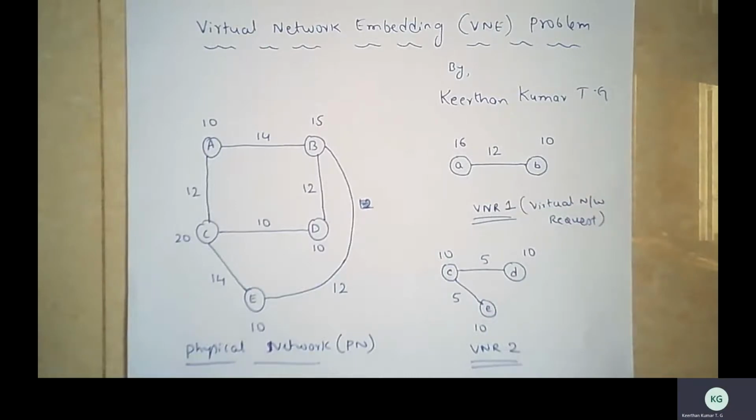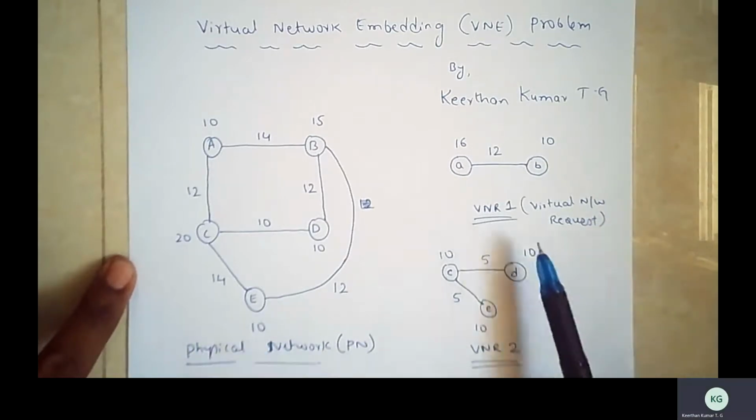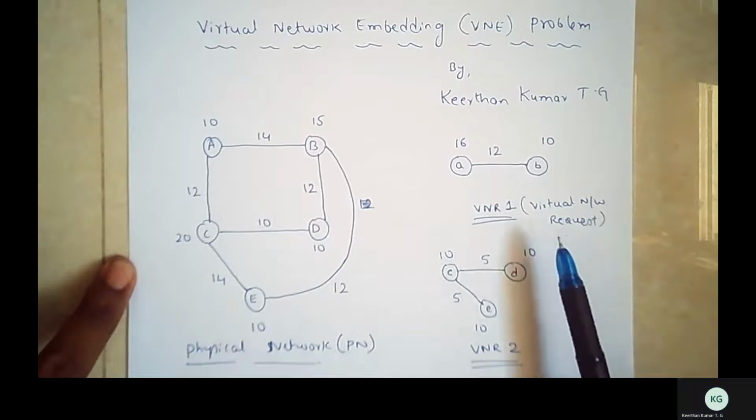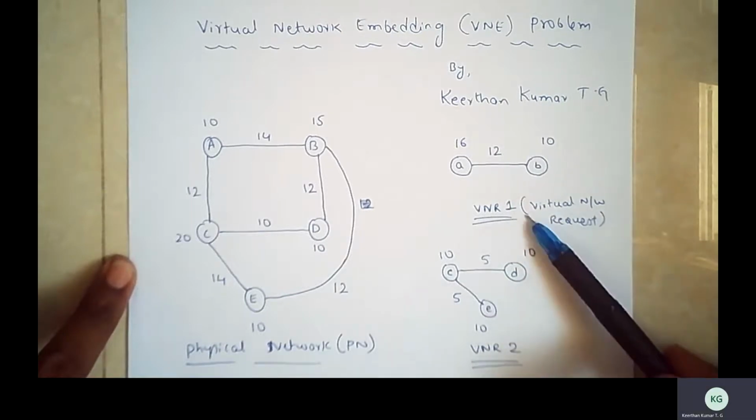Today, I'm going to talk about the virtual network embedding problem. So, what is the virtual network embedding problem? What is the input for this particular problem? For example, while solving the virtual network embedding problem, mainly we are going to consider two inputs. One is the physical network, and another is the virtual network request. In this example, we took one physical network and two virtual network requests, VNR1 and VNR2.